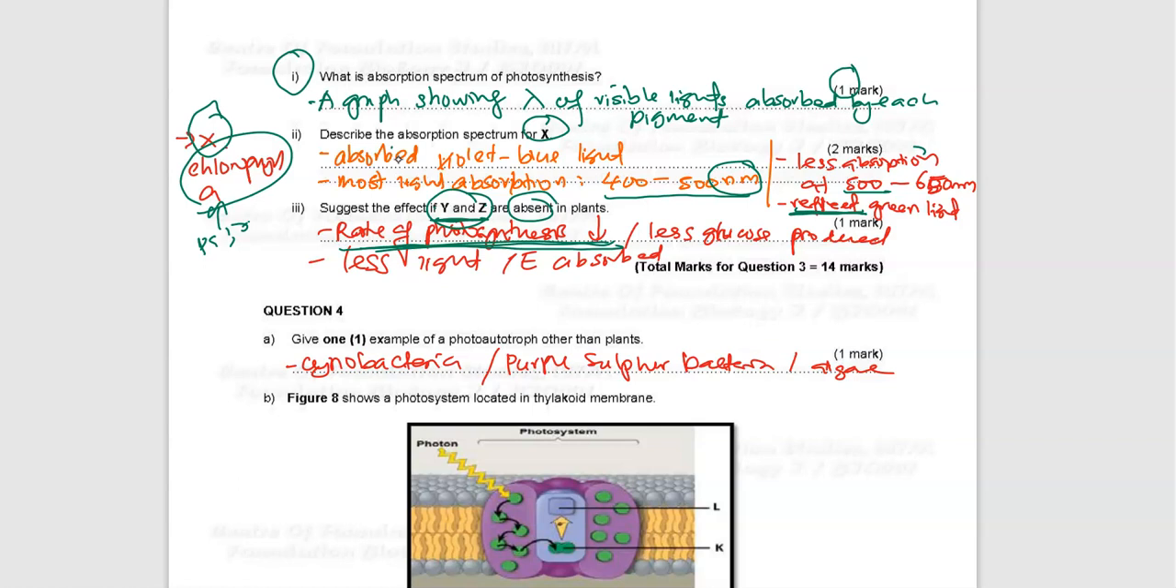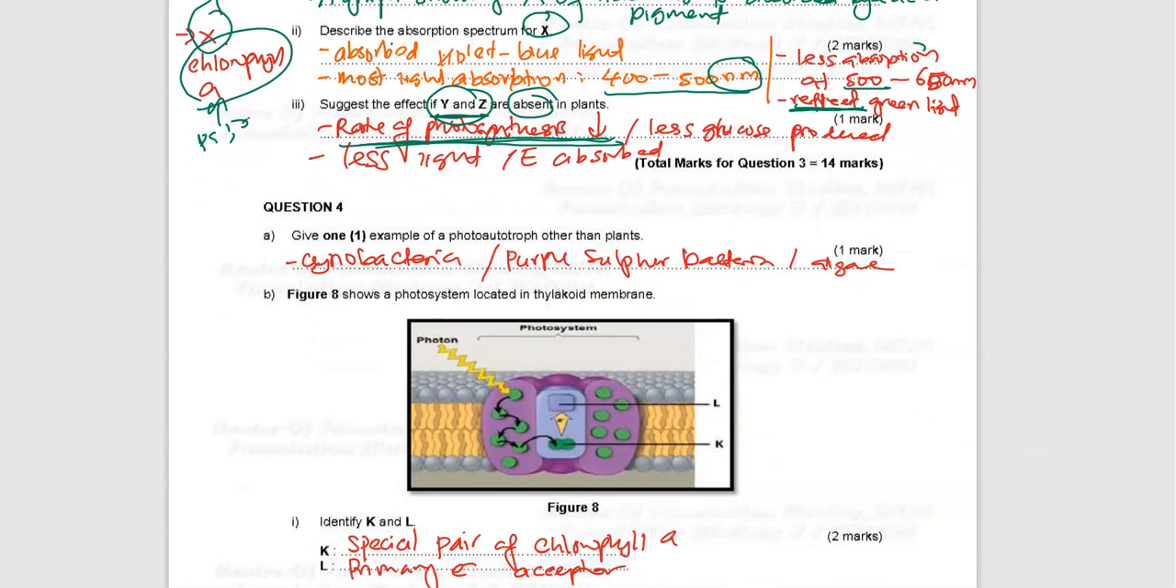Okay, so when the rate of photosynthesis is reduced, therefore less glucose or less photosynthetic product or yield will be produced. Less glucose is produced because less light energy will be absorbed.